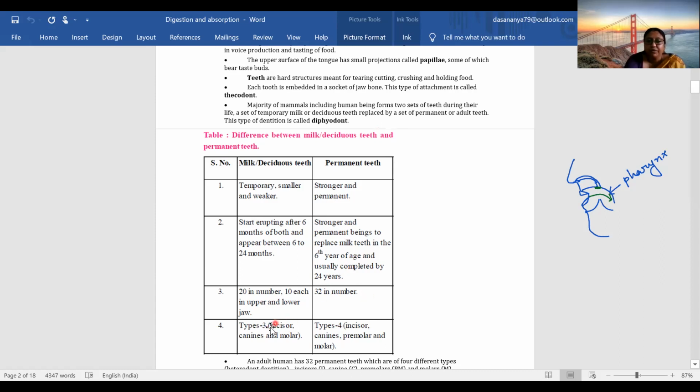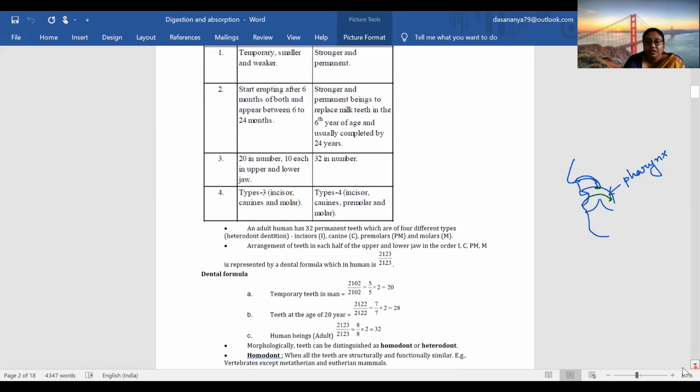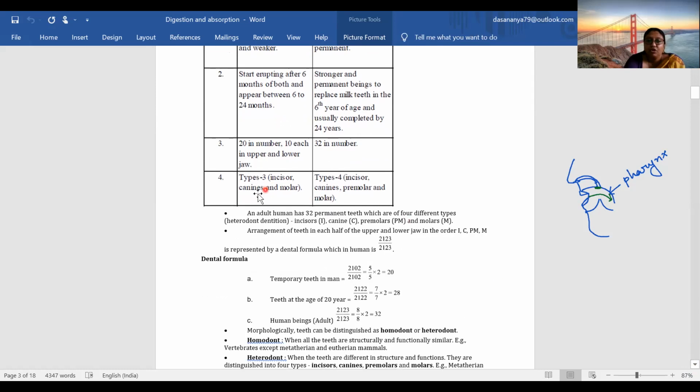Now we will look into the types of teeth: incisor, canine, and molar. Here, in case of permanent teeth, incisor, canine, premolar, and molar. So in deciduous teeth, we don't have premolar. Okay. So this is called dental formula.